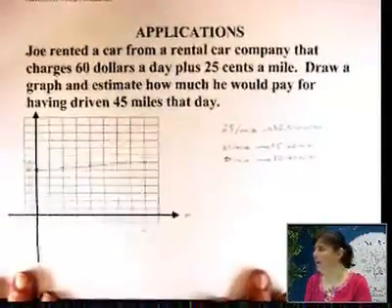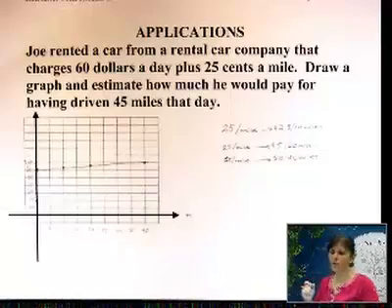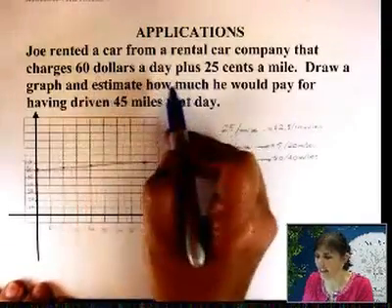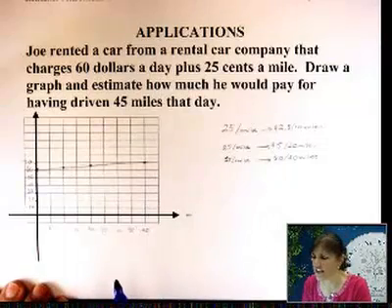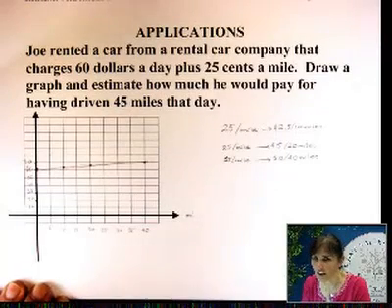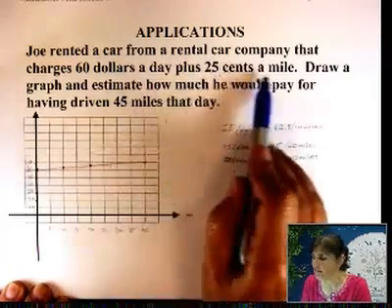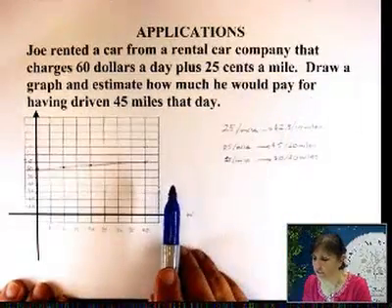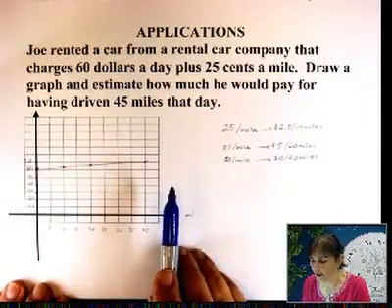Okay, let's have another one. Joe rented a car from a rental company that charges $60 a day. So a day is $60 a day. So that's kind of a rate. Plus 25 cents a mile. Draw a graph and estimate how much he would pay for having driven 45 miles that day.